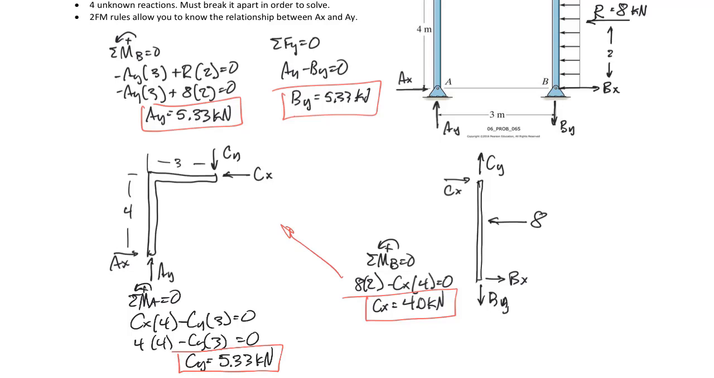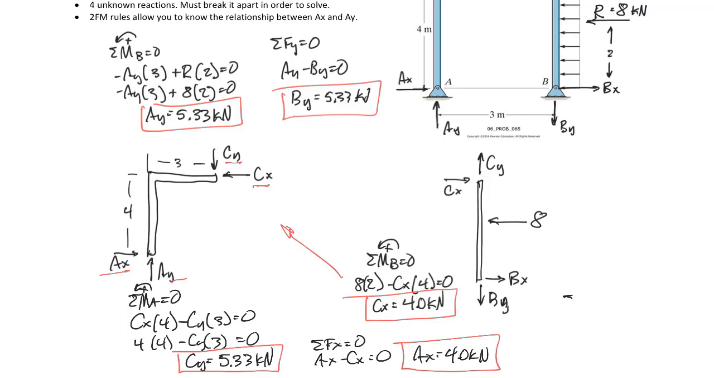All right, and now that I have CX and CY and AY, I should be able to sum the forces in the x. Sum of the forces in the x is equal to 0. So I got AX minus CX is equal to 0. So I got AX is equal to 4.0 kilonewtons. All right, so how many reactions have I solved for? I've got AX and CX and AY and CY and BY. I'm still looking for BX.